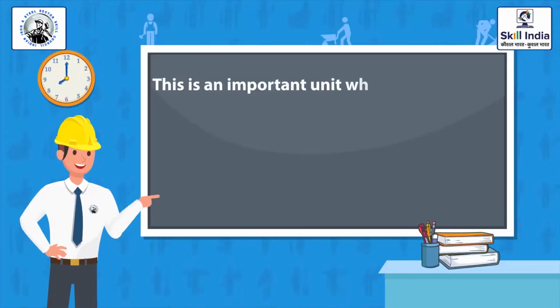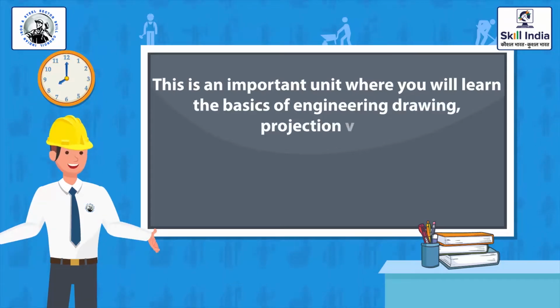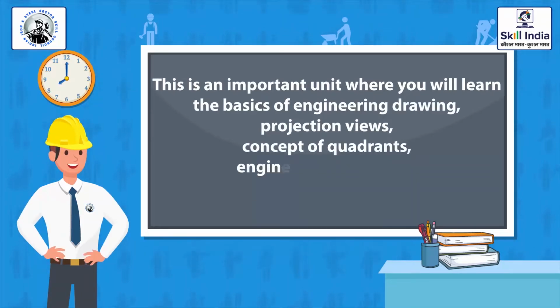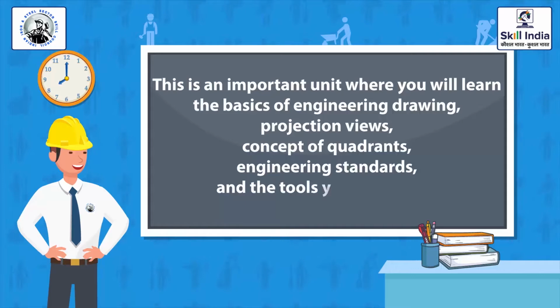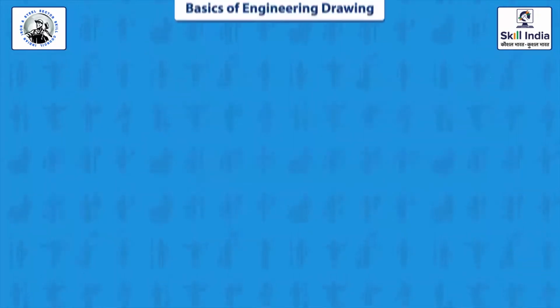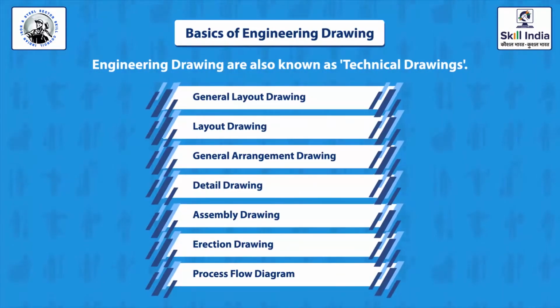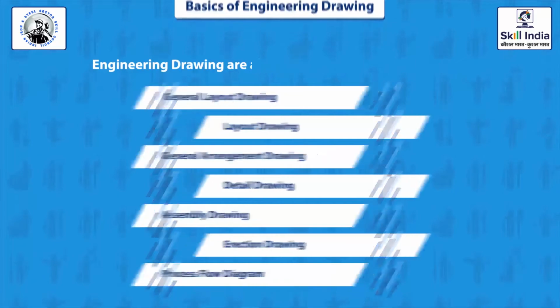This is an important unit where you will learn the basics of engineering drawing, orthographic projection views, concept of quadrants, engineering standards, and the tools you require for engineering drawing. So starting with the basics, an engineering drawing is the subcategory of technical drawings. The purpose is to convey all the information necessary for manufacturing a product or a part.